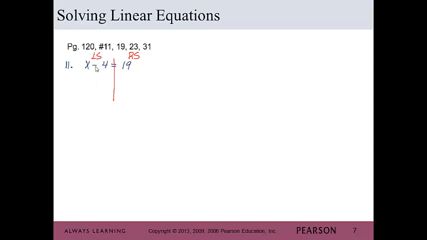So who is hanging out with x? The minus 4. Now in order to move the minus 4, you have to do the opposite. So what is the opposite of subtracting? It should be adding. So I'm going to add 4 on the left side, which means I also have to add 4 on the right side.